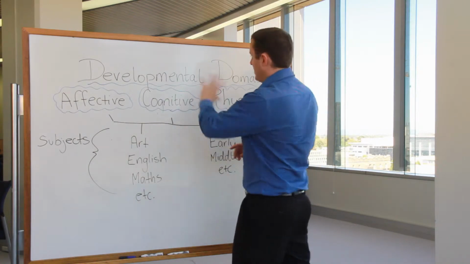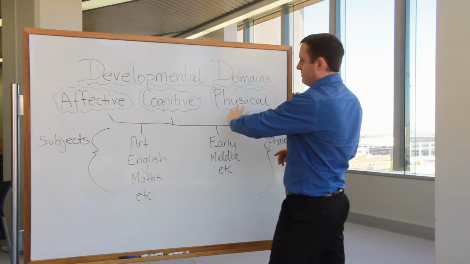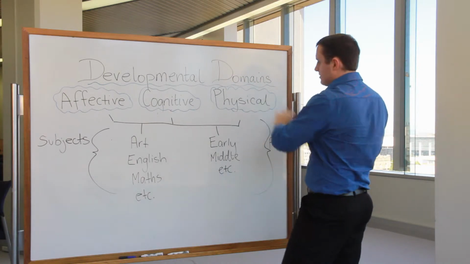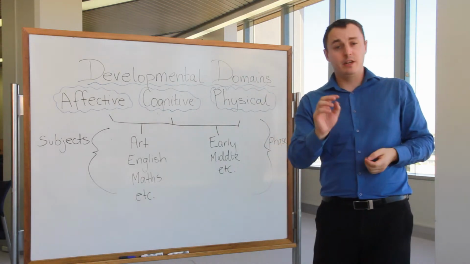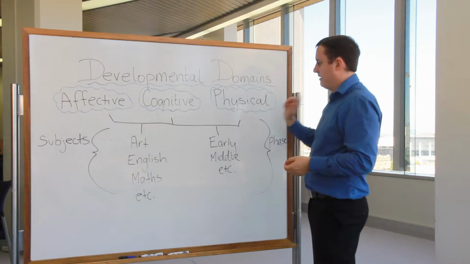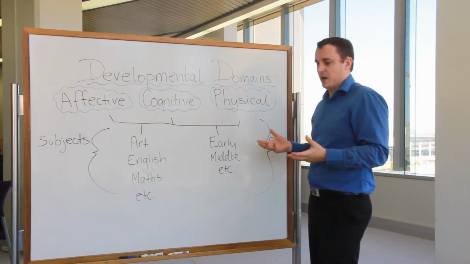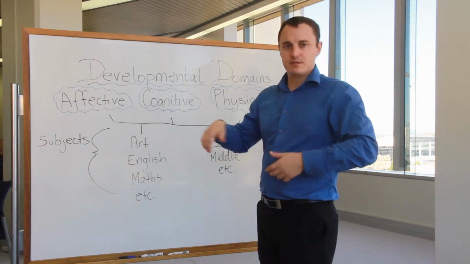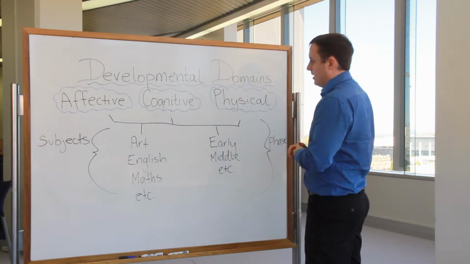Okay, so underneath developmental domains, there are generally 3 domains. Physical is the first one and easiest one to describe. That's the ability to throw the basketball. Gross motor, fine motor skills. Being able to kick a football, being able to play netball, being able to paint, knit, those types of things.